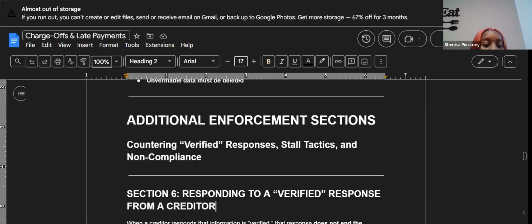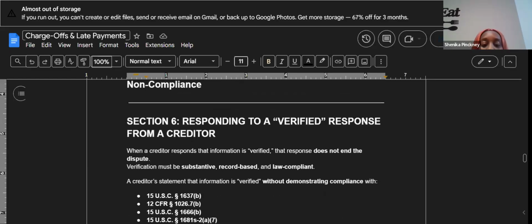Now, I also added in some additional reinforcement sections, countering the verified response, stall tactics, and non-compliance when it comes to the furnishers, which we also call the creditors, because sometimes when you put them on blast, just like I did in those templates, they also like to say, "Oh, we verified it, that it's updated, or it's correct, and we're not removing it; it's going to remain."